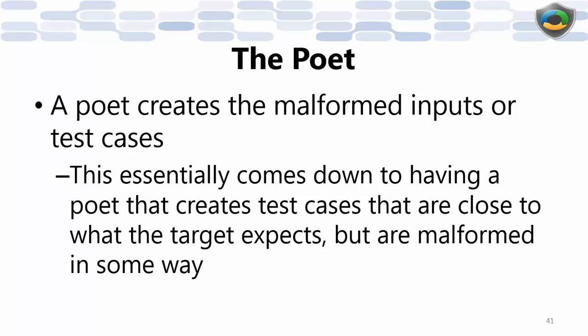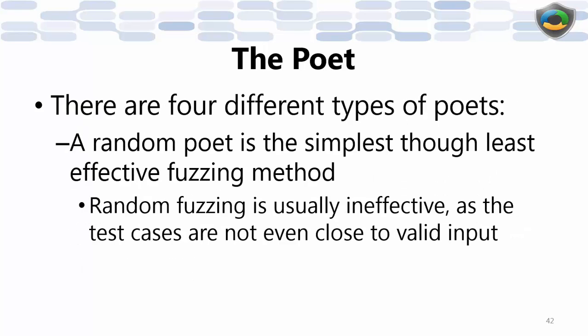So as it says, close to what the target expects, but malformed in some way. There's 4 different types of poets. The first one I mentioned to you already was the random poet. Usually, again, this is the simplest to create. There was an article I was reading on the simplest dumb fuzz random poet, and it was like 5 lines long, written in Python. But since it's the simplest, it also is the least effective. And as it says there, it's because of what I mentioned before, because most of the test cases do not actually resemble valid input.